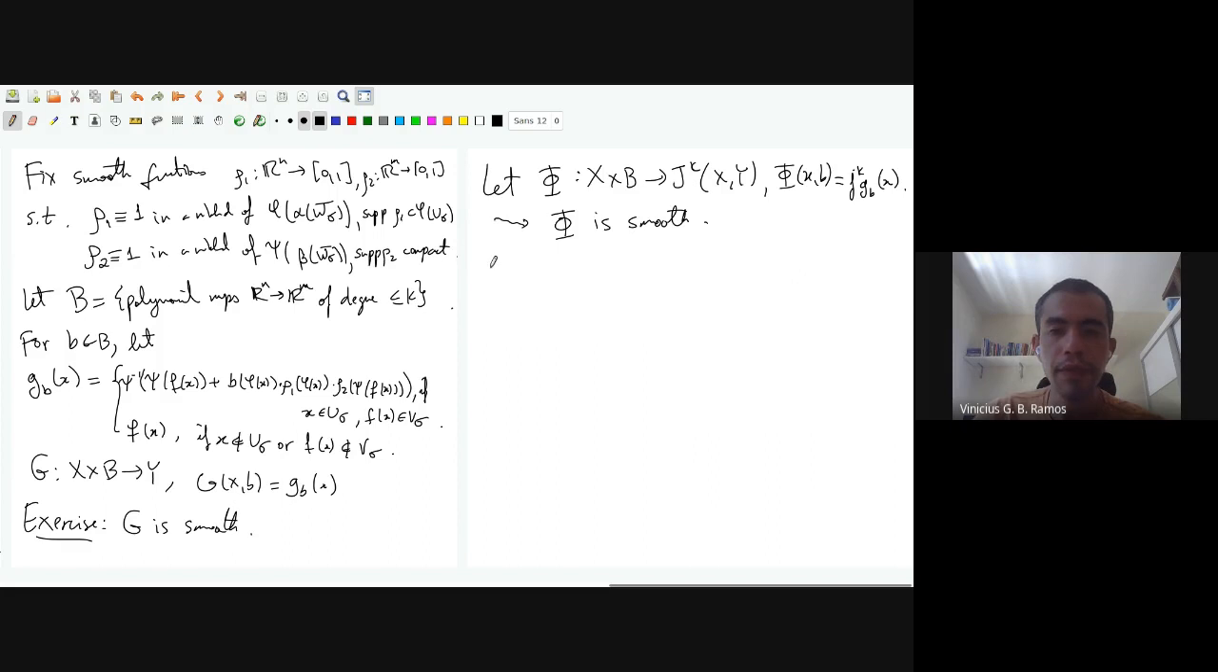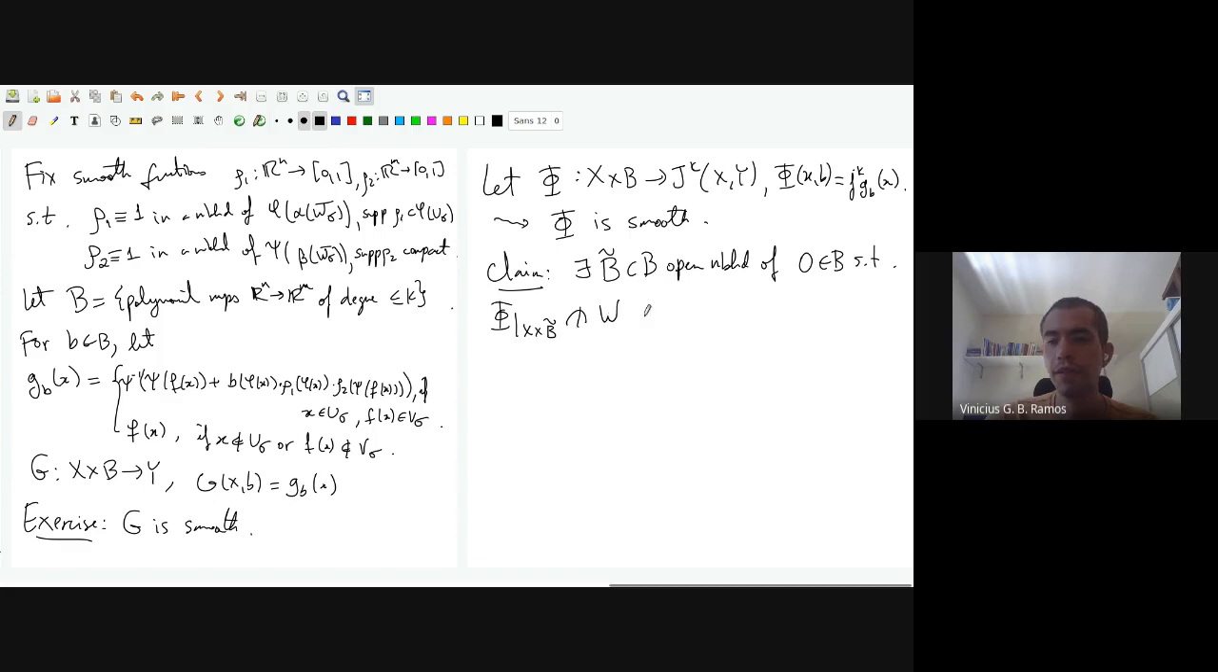Okay. So now my claim is that there exists, not the set of all polynomials, but an open set, an open neighborhood of 0, of the polynomial 0, such that phi restricted to this neighborhood, to x times b tilde, is transverse to w on w sigma bar.